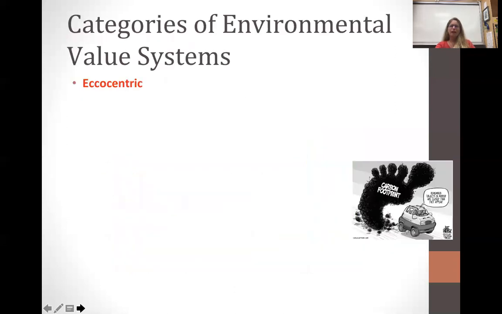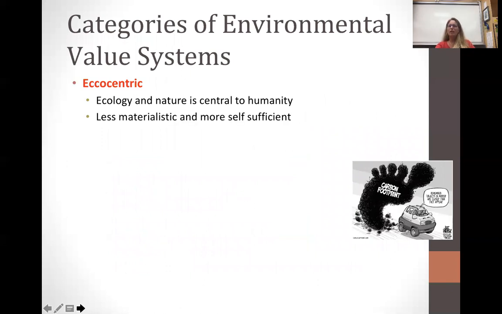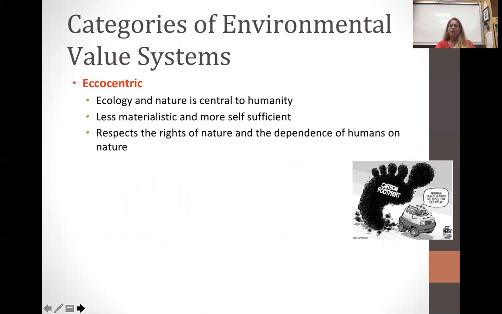Okay, here are our big categories. Ecocentric, with two C's. It says that ecology and nature are central to humanity, that we have to have nature and ecology or we don't have humanity. We don't have kindness or anything. The people that hold these value systems are less materialistic and more self-sufficient. They respect the rights of nature and the dependence of humans on nature.